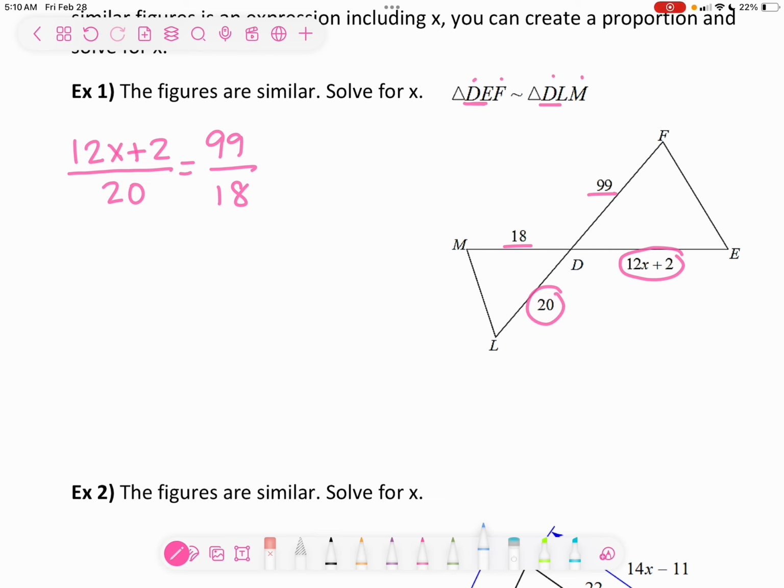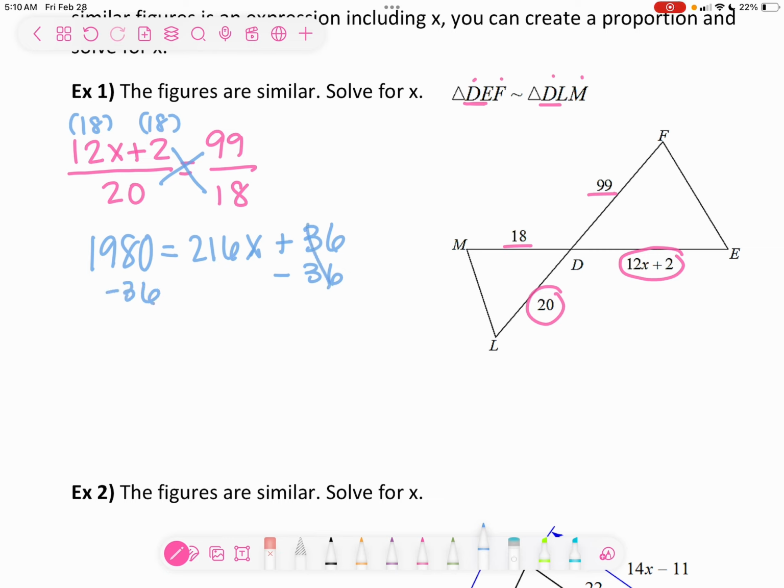When you cross multiply and solve, keep in mind, you are multiplying 20 times 99 as per usual. That part doesn't change. That's going to give you 1980 equals, but when you multiply 18 times 12x plus 2, you need to distribute. You need to multiply the 18 times the 12x and 18 times 2. So it's going to be 18 times 12x is 216x plus 18 times 2, which is 36. And then we can finish solving this two-step equation. So subtract 36 on both sides.